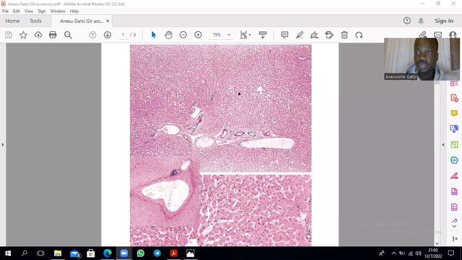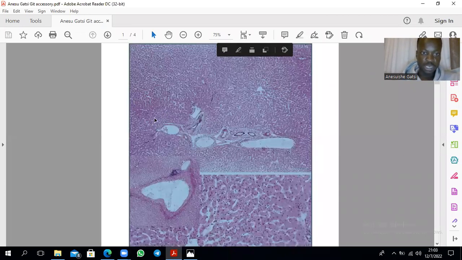All right, so this is liver tissue, right? These are the one cell thick hepatocytes arranged around the sinusoids, which are those empty spaces there. Right? And if you look at this, that's a central vein, meaning all this will be demarcations of a liver lobule. Right? That's a portal vein, right?